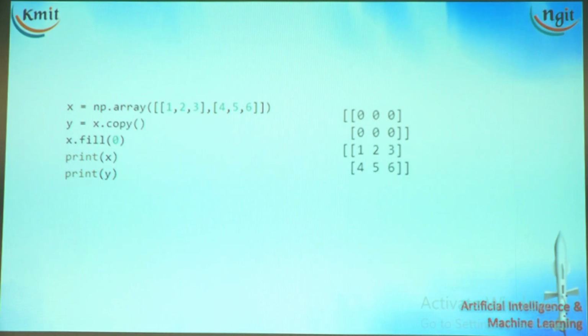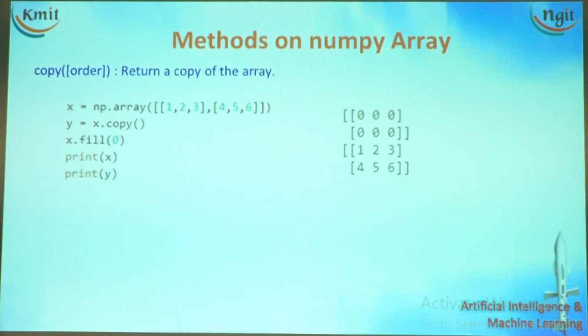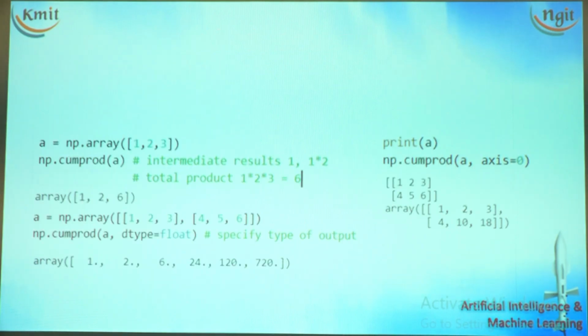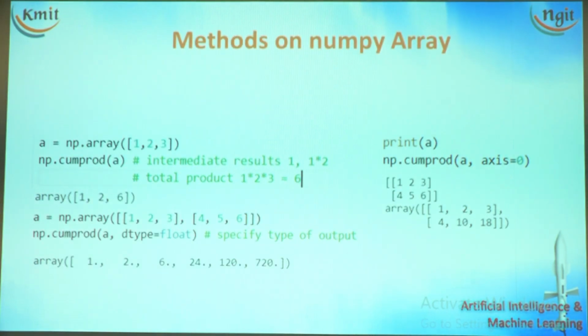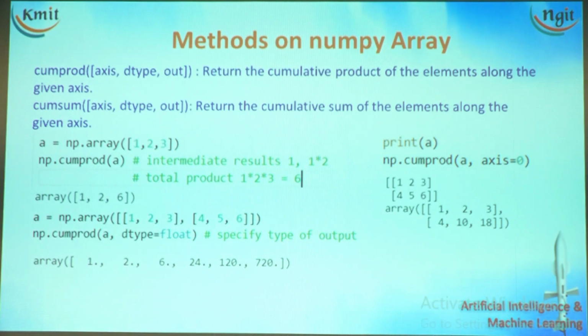So the next one is this fill function. Copy function returns you the copy of an array. I need not go much in detail. Now another two which are important for you while you work with statistics. Okay? So it is cum prod and cum sum. That means what? Cumulative sum, cumulative product.